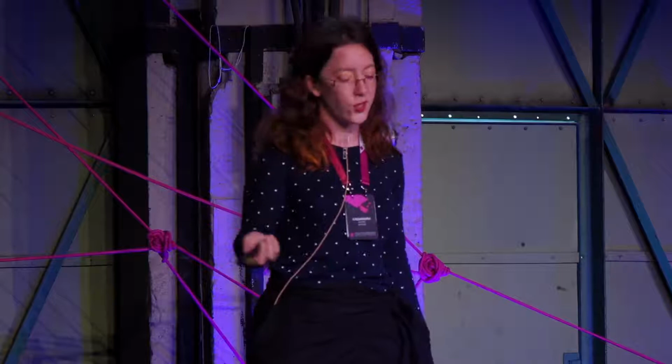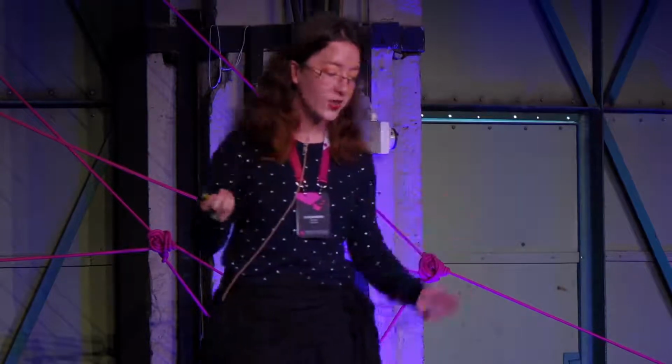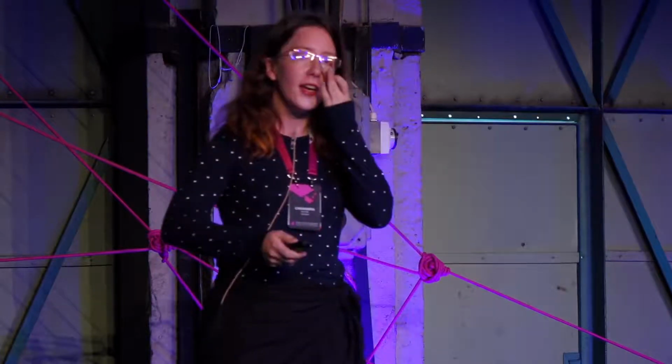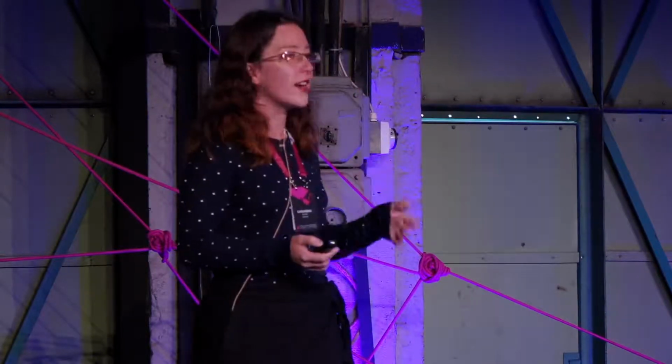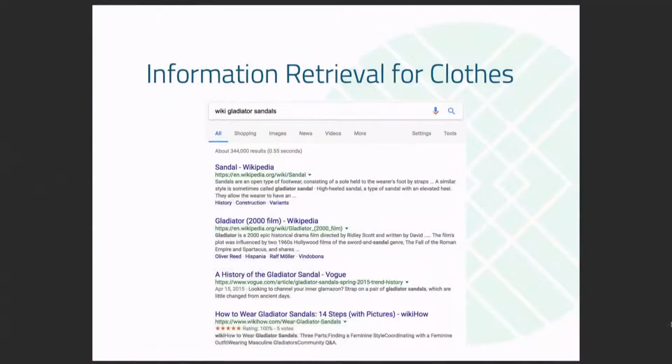Then we're going to try and figure out how to fulfill client requests, which it turns out is a little bit harder than you might expect. I'm going to frame this as an information retrieval task, but it can be framed in a couple of different ways. Information retrieval, as you might be familiar with, is a lot of what Google does when you search for something. So you say, I'm looking for gladiator sandals, or maybe I'm looking for the Wikipedia page on gladiator sandals.